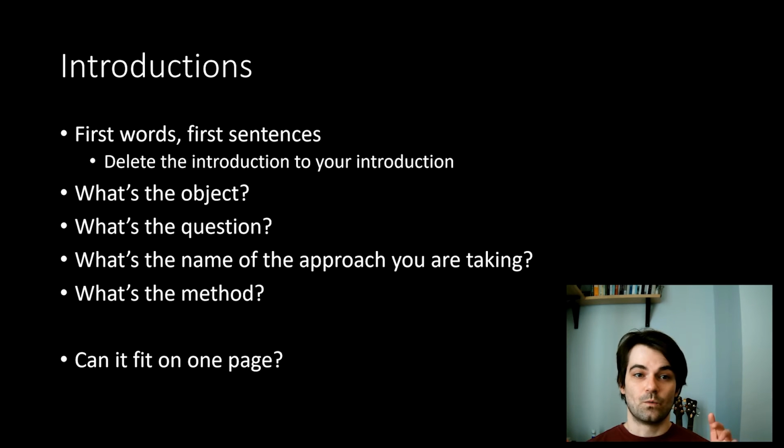Once you read your introduction, ask yourself: after I read this introduction, do I know the answers to these questions really clearly? What's the object? What's the question? What's the name of the approach that you're taking? And what's the method? Again, you don't need to elaborate on all of this. If you're doing the interview method, you don't need to provide the questions. If you're doing ethnography, you don't need to outline the places and activities you're going to be observing. But it should be clear that you're doing interviews, or ethnography, or a survey, or whatever.